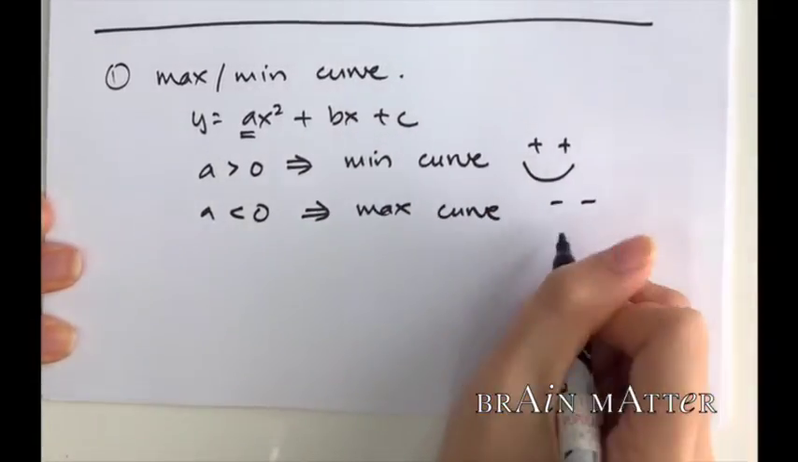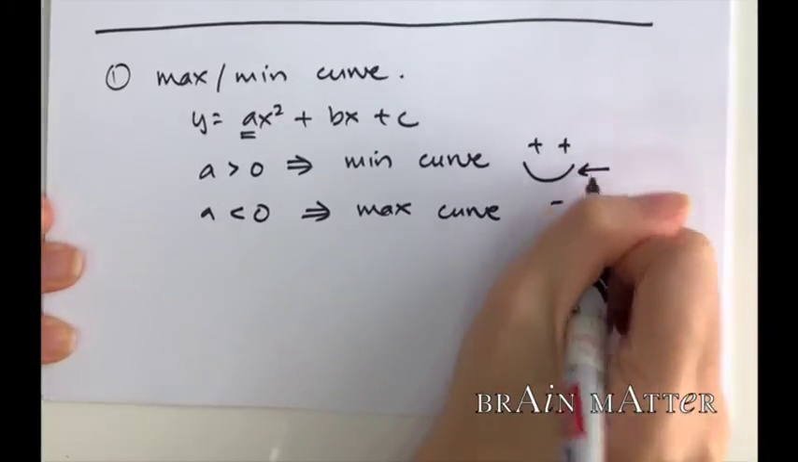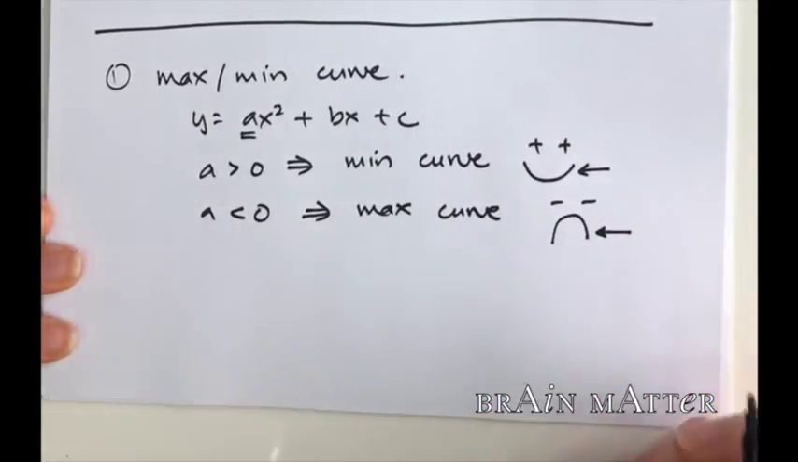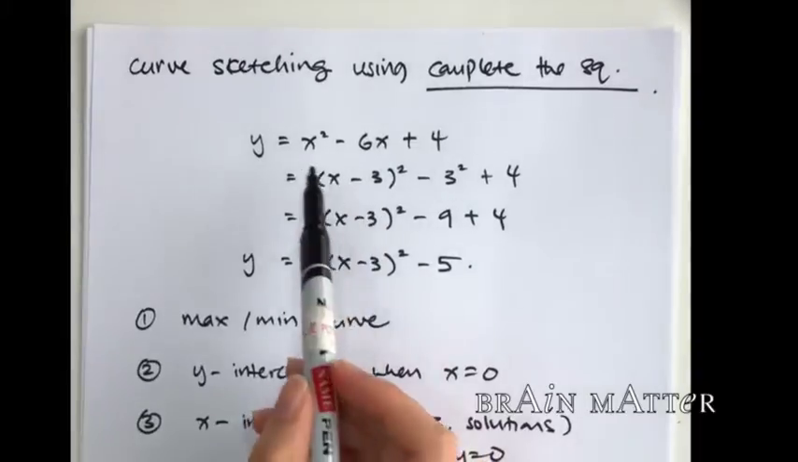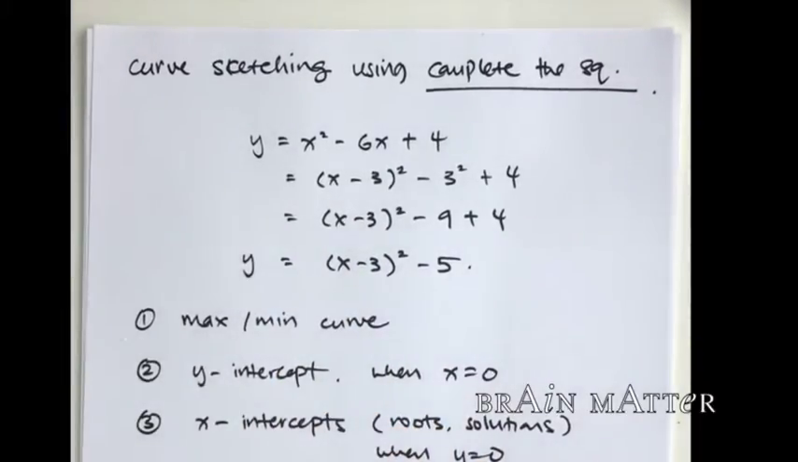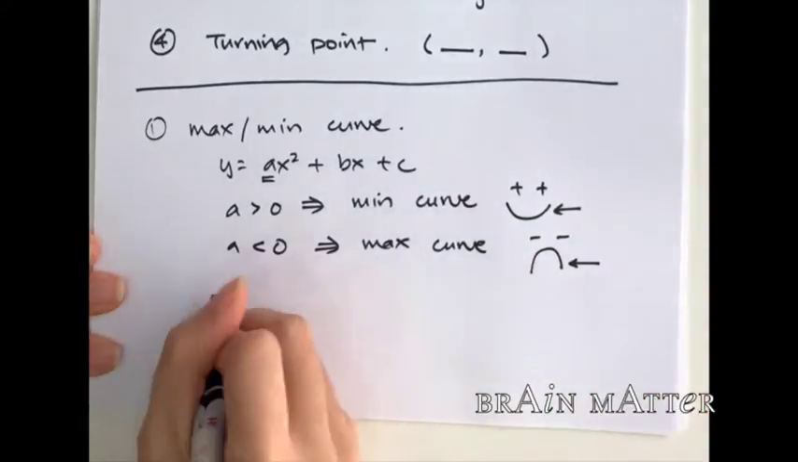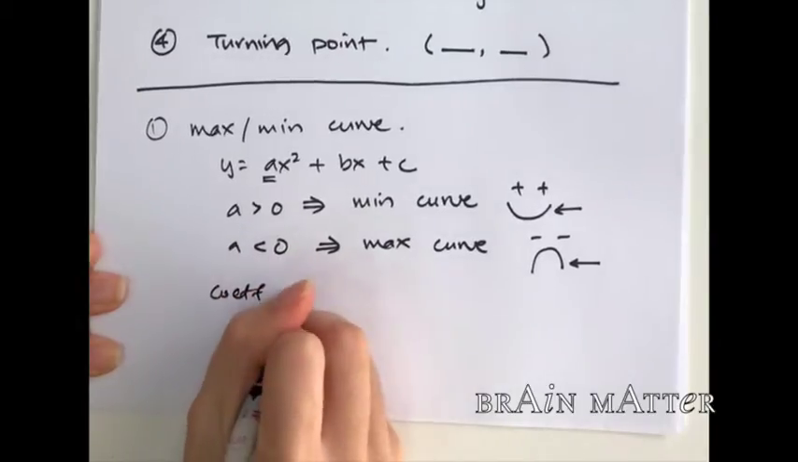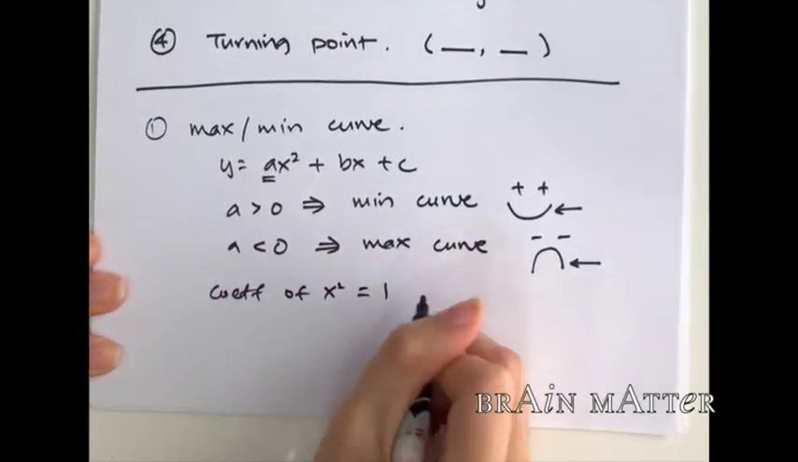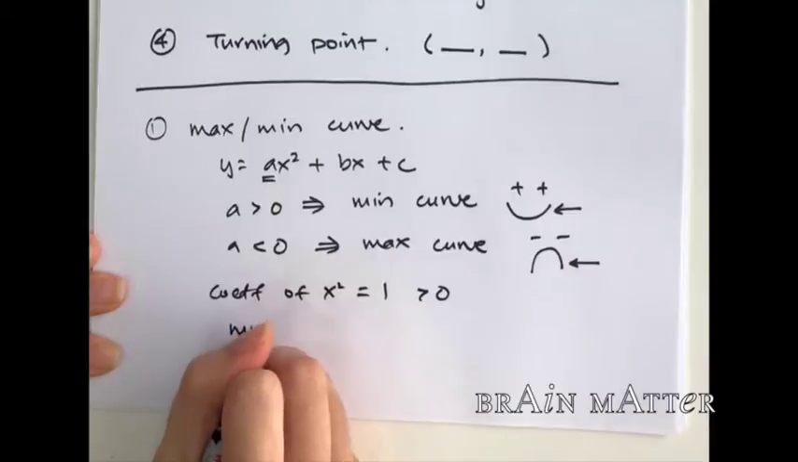When you are negative, you tend to be frowning. So these are the curves, okay? So from this equation here, we know that the coefficient of x squared is 1. So that is greater than 0, so it will be a minimum curve.